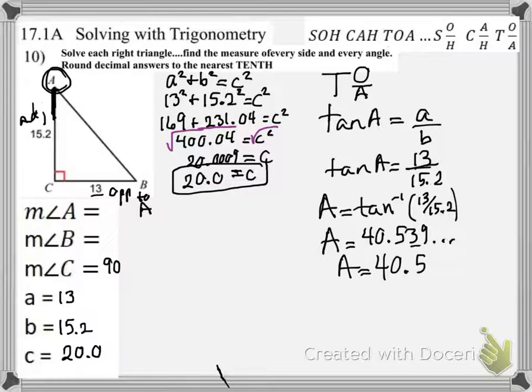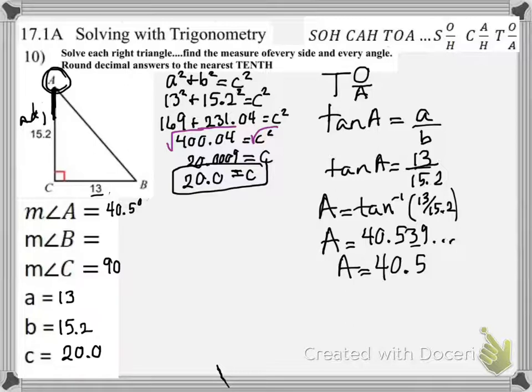40.5 followed by 3. It's not 5 or larger. We're going to leave it at 40.5. We're going to come over here, get some of the stuff out of the way that I don't need, and we're going to write 40.5. Don't forget the degree symbol.